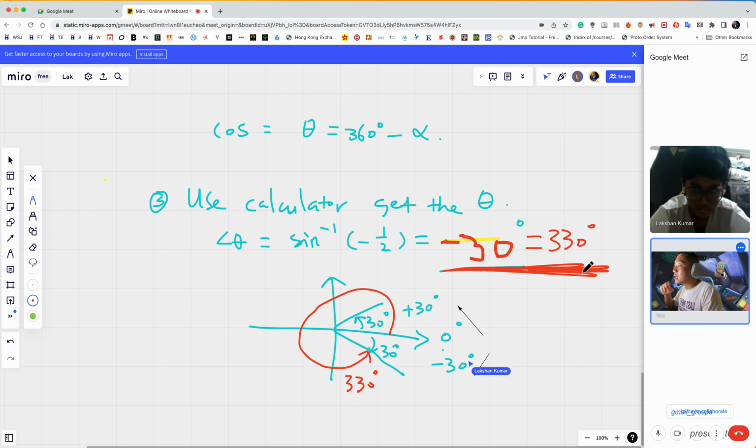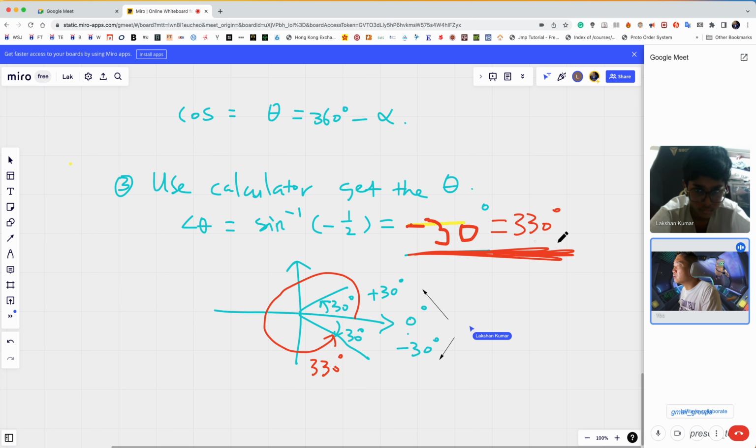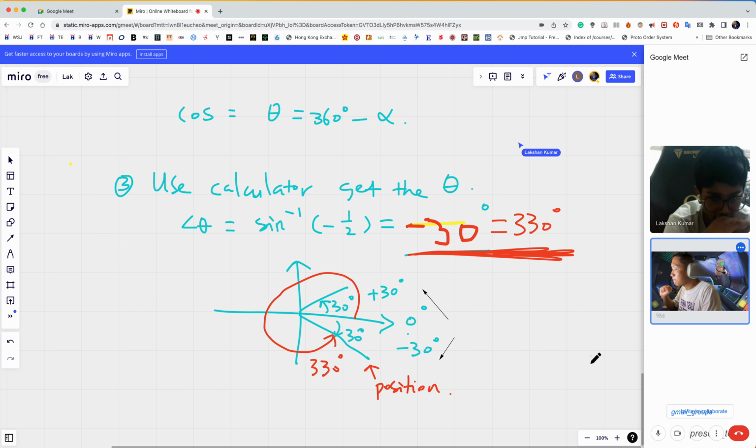I think it's hard for you to intuitively accept it. What, minus 30 is equal to 330? They are so far away, right? Intuitively, you can't accept it. But how I convince students that negative 30 is also equal to 330 is because they point to the same position. When we talk about angles in trigonometry, we talk about the position. Are you convinced now?